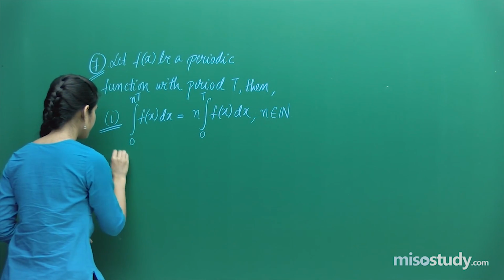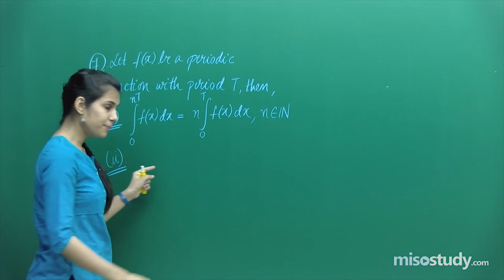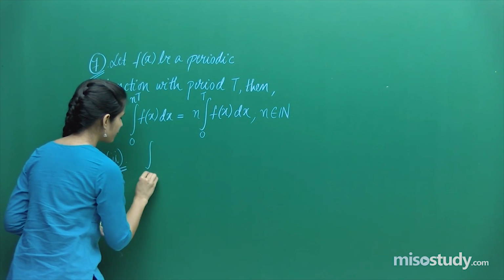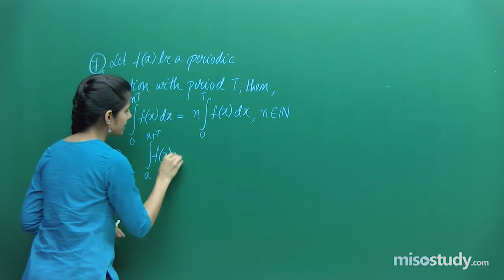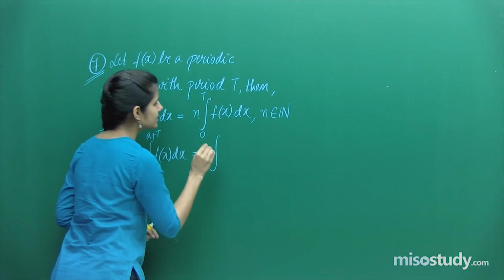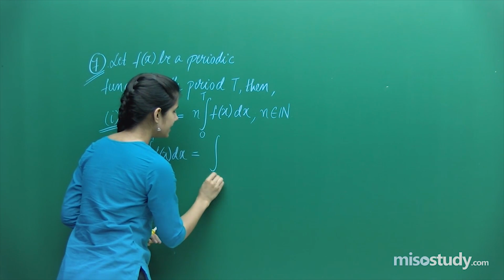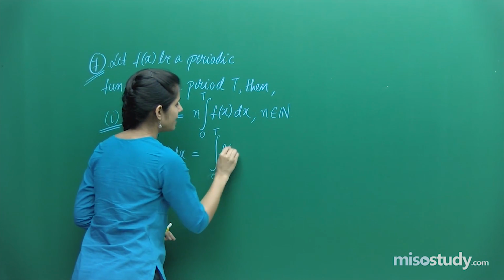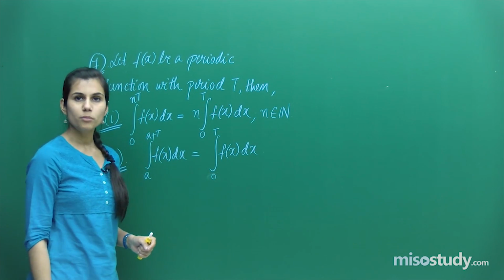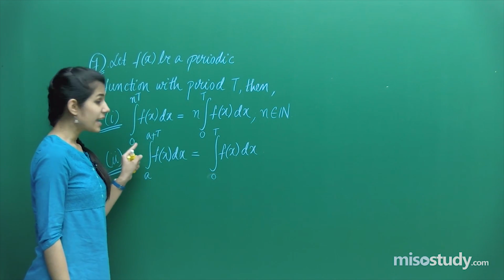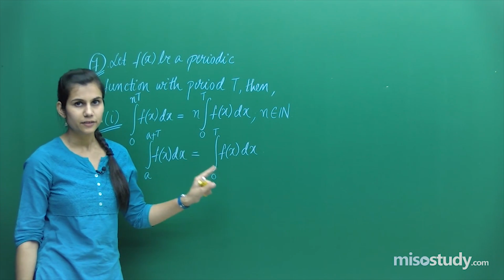Secondly, we also discussed another property which said that the integral from a to a plus capital T f(x) dx is equal to the integral from 0 to T f(x) dx. I showed you in the form of a diagram. A to a plus T was the same as 0 to T, the area swept by the function f.